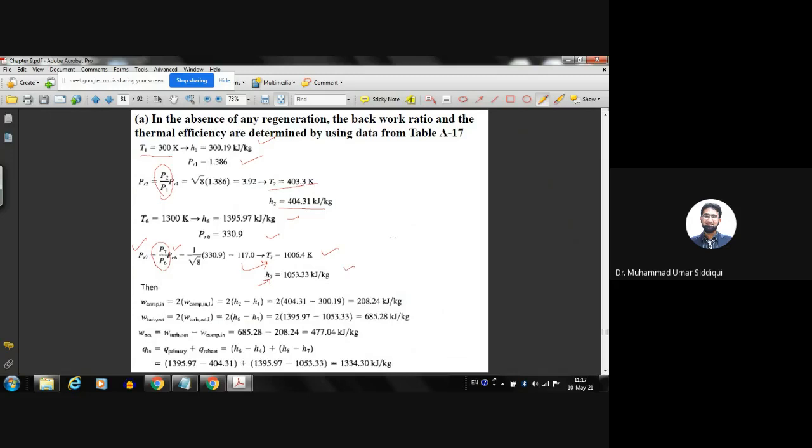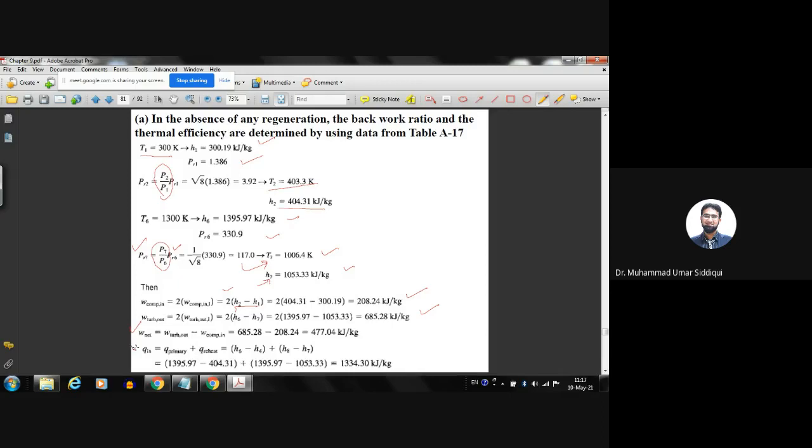Now we can determine the work input of the compressor. So it's basically two compressors, and both will have the same input. So we just consider the work input of one compressor multiplied by 2. So here we have H2 minus H1 multiplied by 2. Similarly, we can determine the work of the turbine, but we have two turbines. Since both turbines will have the same work output, we can determine the work output for one turbine and multiply it by 2, and we get the overall work output of the turbines. Based on that, we can determine the net work from the cycle.